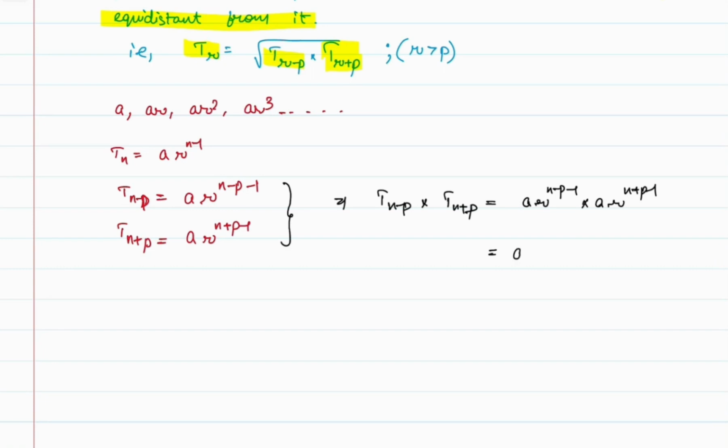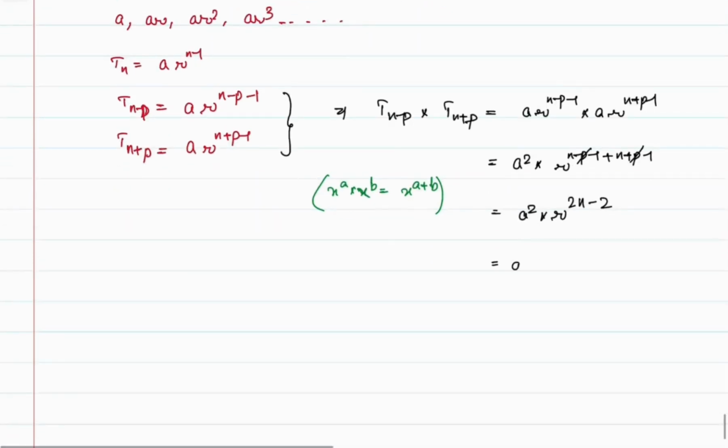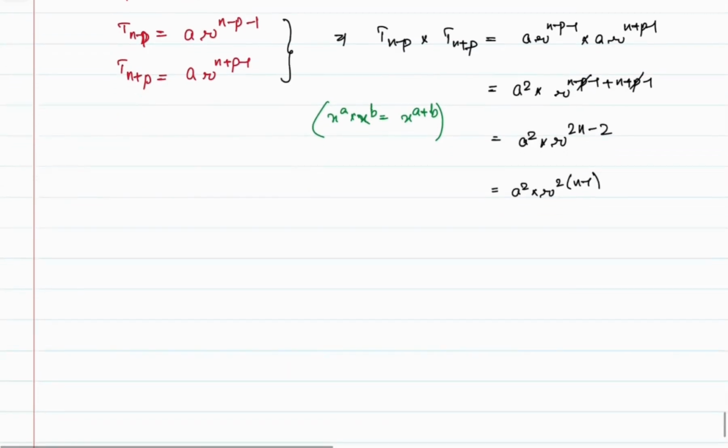So this will become A square into R power. Here we can again use the property of the exponent, that is x power A into x power B equal to x power A plus B. Then we'll have R power N minus P minus 1 plus N plus P minus 1. So this will become A square into R power minus P, and P can be cancelled out, and we'll be left with 2 times N minus 2. So this will be A square into R power, taking 2 common, 2 times N minus 1. Now this will be equal to A into R power N minus 1 whole square.